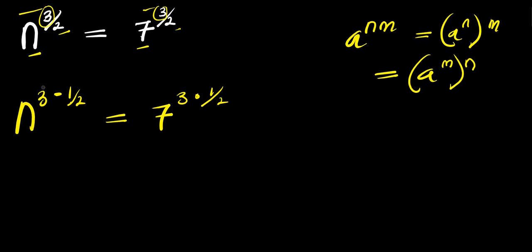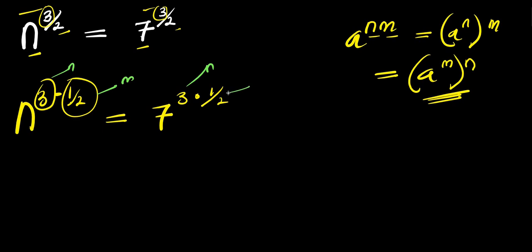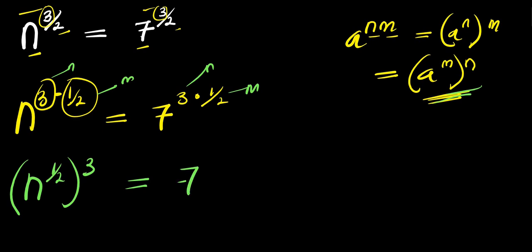Now, the 3 here can represent our m, and the half here represents n. So we now transform it using this identity. We apply this, the m comes inside the bracket, we have n to the power 1 over 2, and the 3 is now outside the bracket. And this equals the same thing here, we have 7 to the power 1 over 2, and the 3 is outside the bracket.